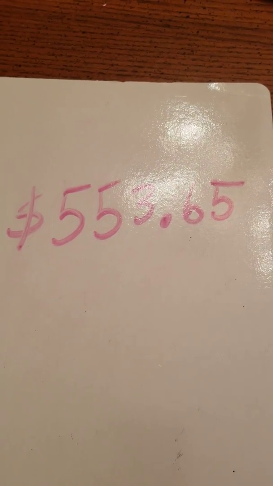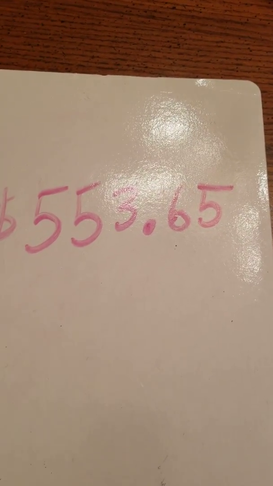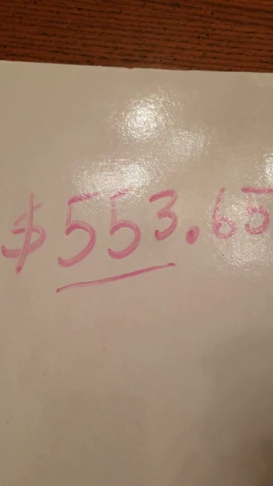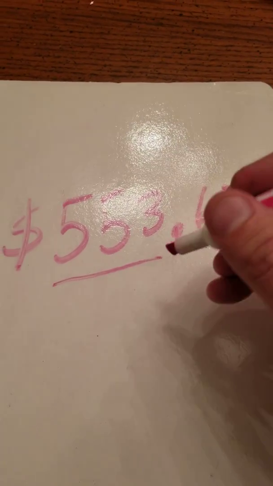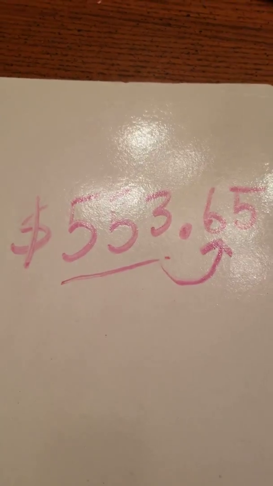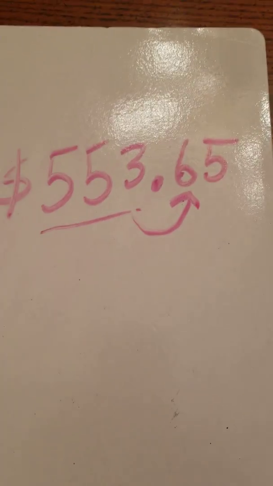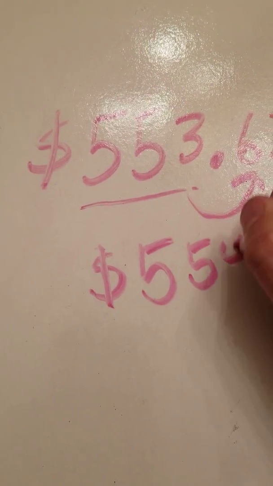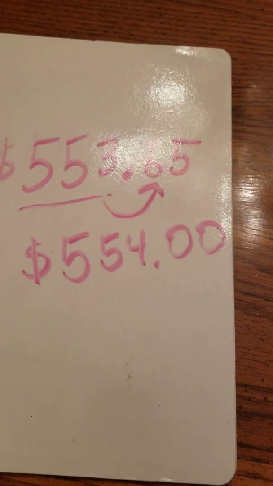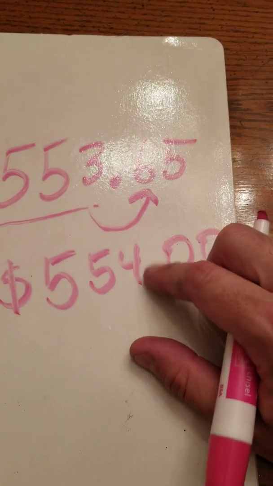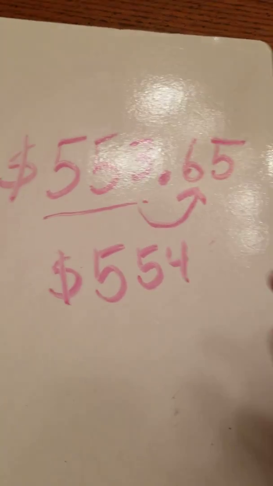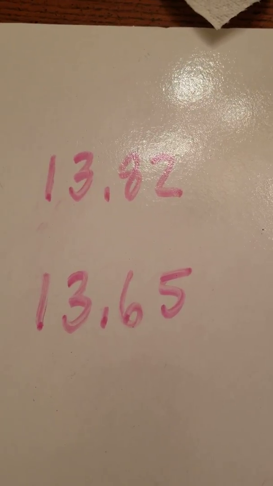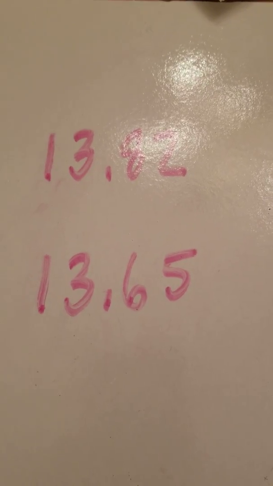On number 4, we had $553.65. We're rounding to the nearest whole dollar. Our whole number is $553. If we look next door to the 6, the 6 tells us to round up. The next number after 553 is going to be $554. You could either write it with 2 zeros at the end, or you could just take off the 2 zeros. It's just $554.